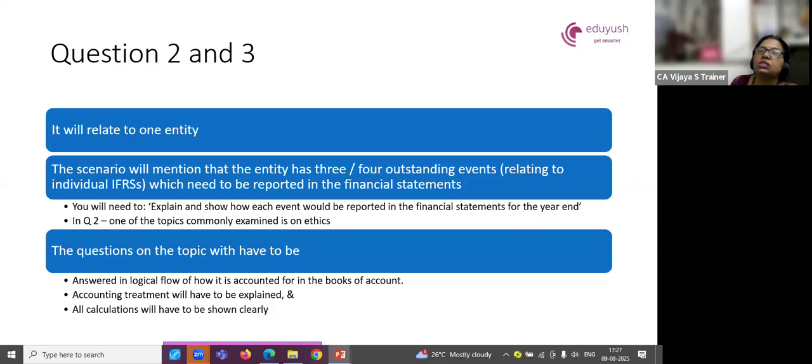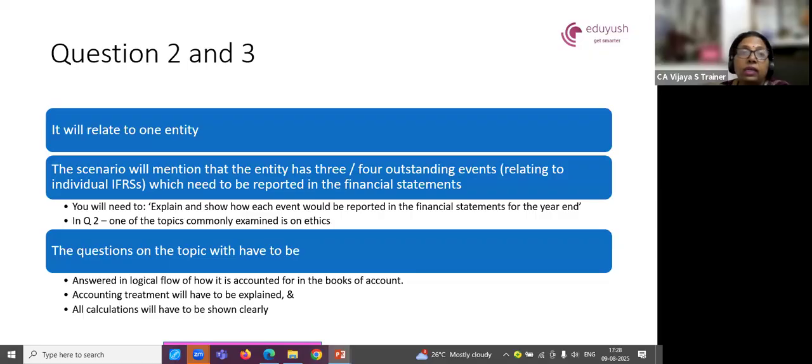So he's asking you, what is the way out? How should we correct it? Or what should we do? If he is asking that we have not yet attended to it, then you need to explain the accounting treatment. Okay. So the requirement will always read, explain and show how each event will be reported in financial statements for year ended so and so for this client. Okay. So when I say explain and show, you will have to explain the accounting treatment, and you'll also have to say how you will present it in the financial statements.